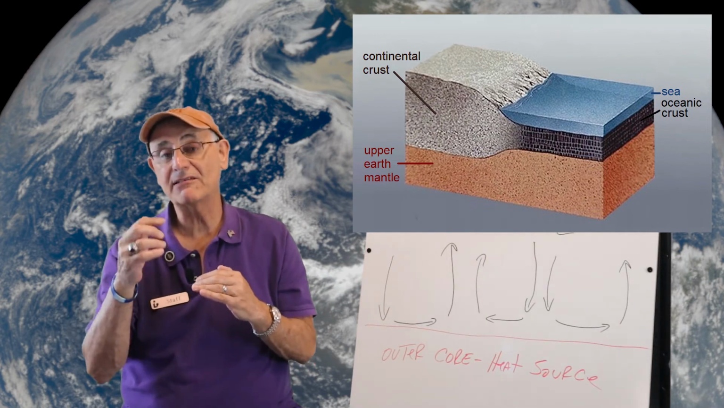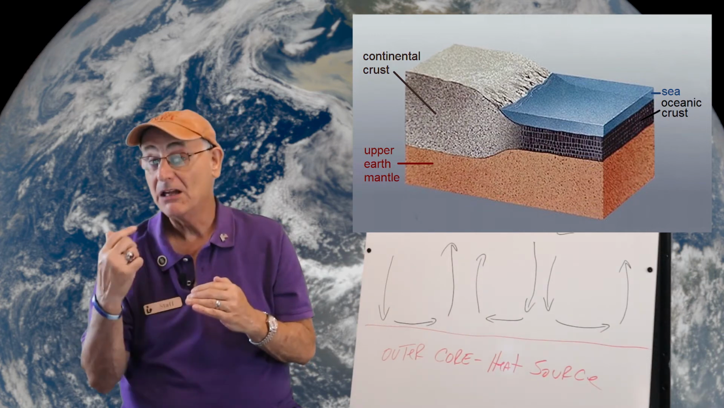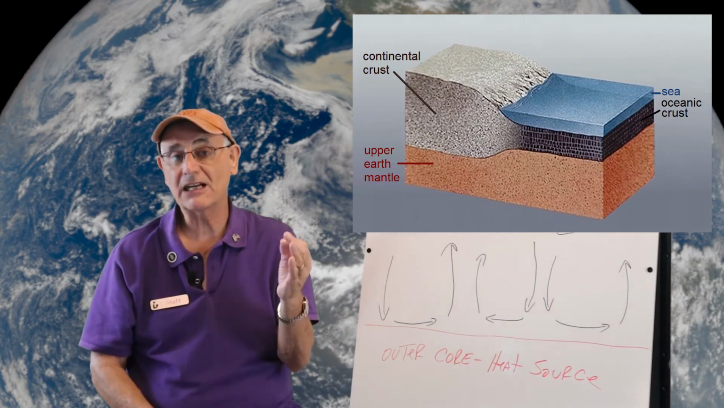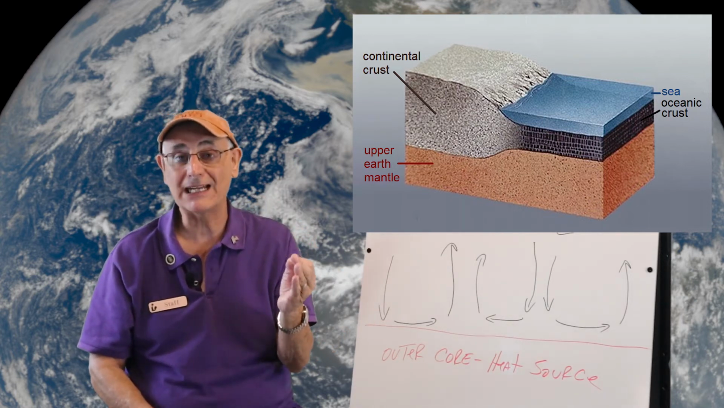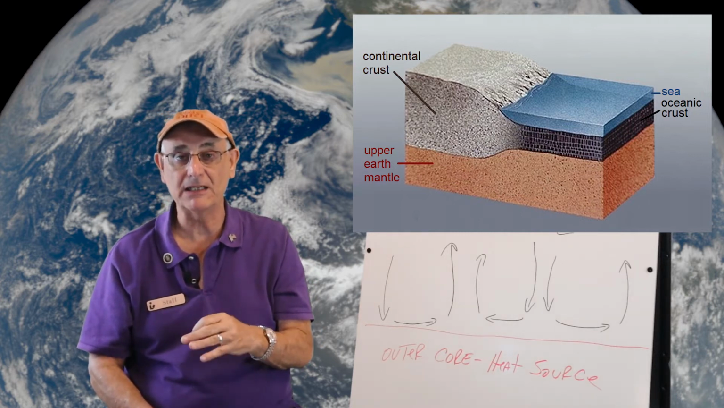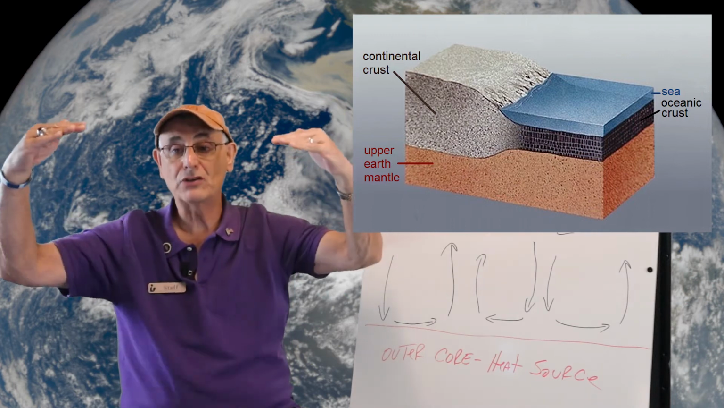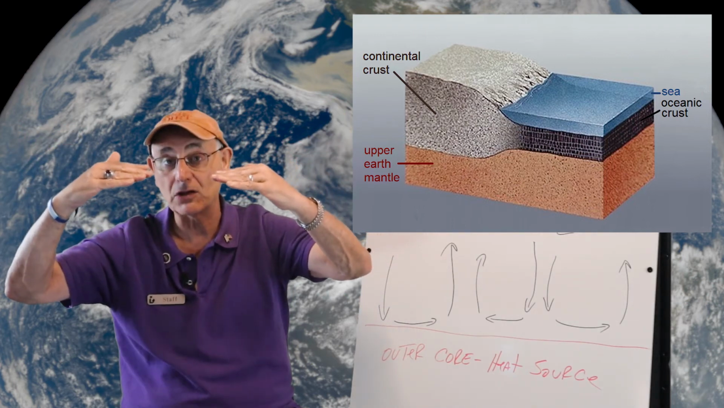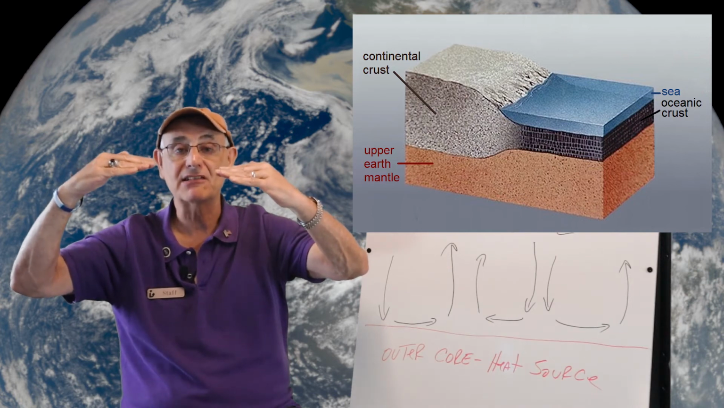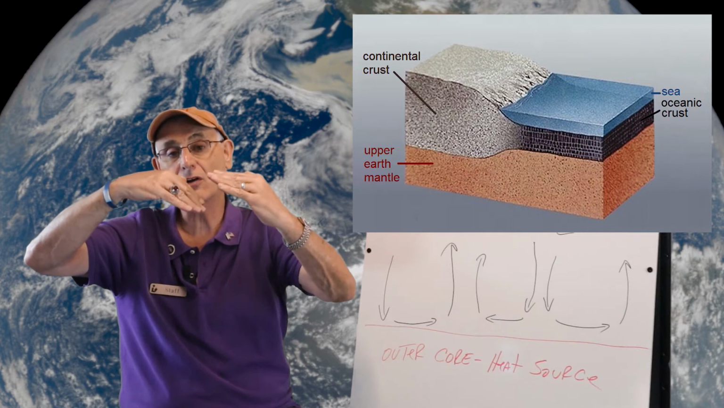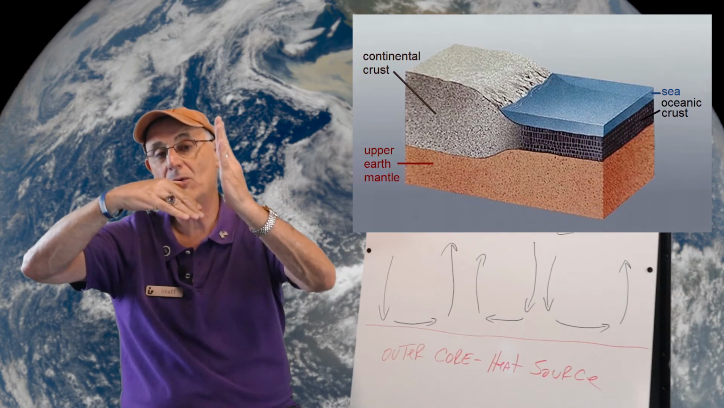Oceanic crust has a density of 3.0 grams per cubic centimeter, whereas continental crust, which is made up of granite, has a density of about 2.7 grams per cubic centimeter. The rule is, when two substances of different density collide, converge, the substance with the greater density will subduct, or go underneath the one with the lower density.